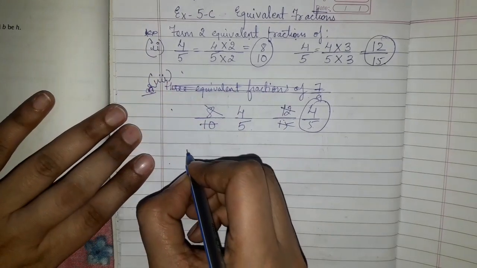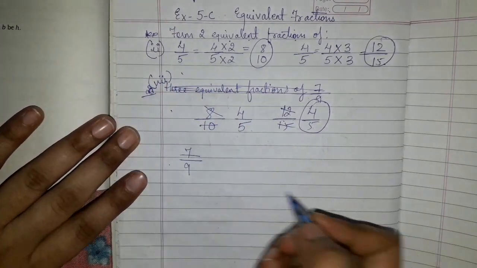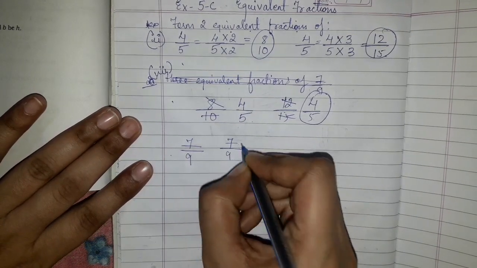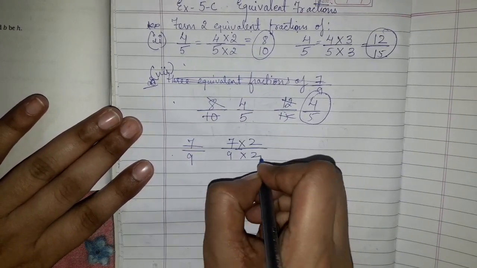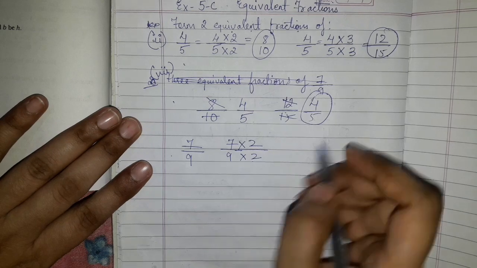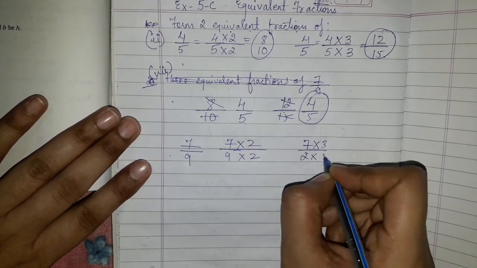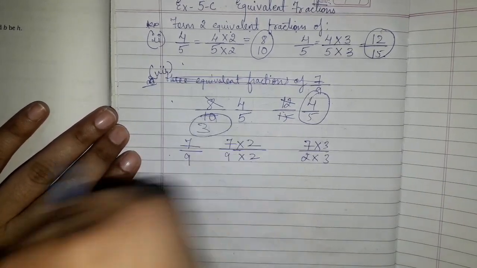Suppose I take one more example. Now the example is 7 upon 9. I have to give 3 equivalent fractions of this fraction. So 7 upon 9, suppose I am multiplying by 2. Whatever I am multiplying on the top will be multiplied down. This is my first equivalent fraction. Then I'll take the same fraction and multiply by 3, because how many do I have to give? 3 equivalent fractions I have to give.